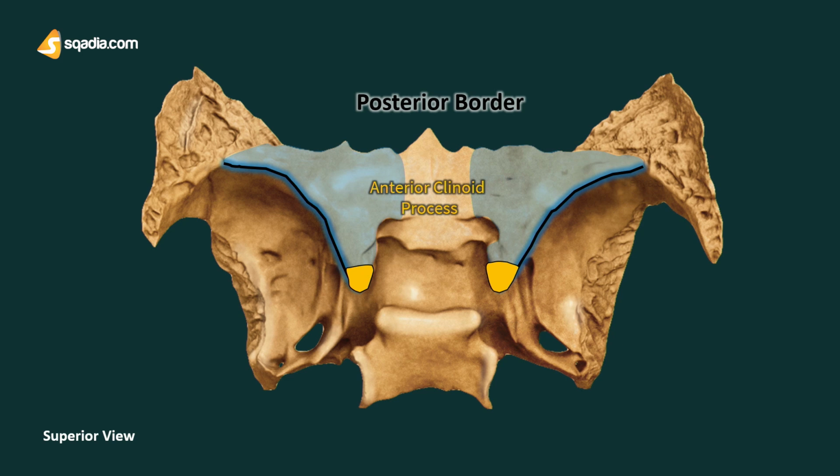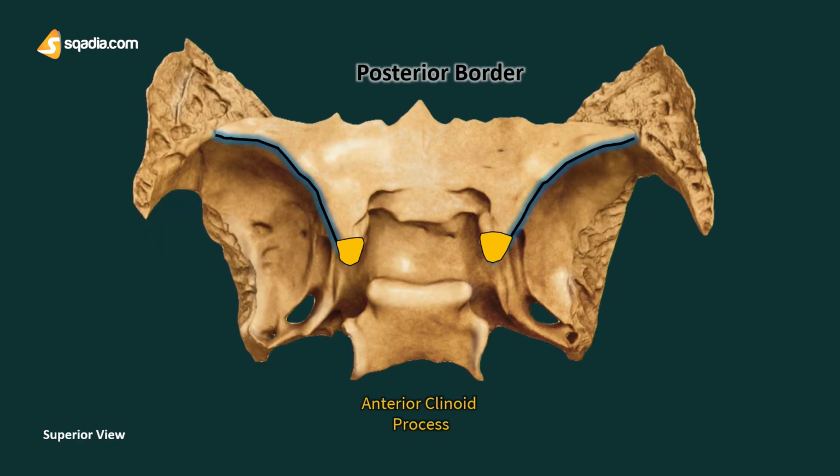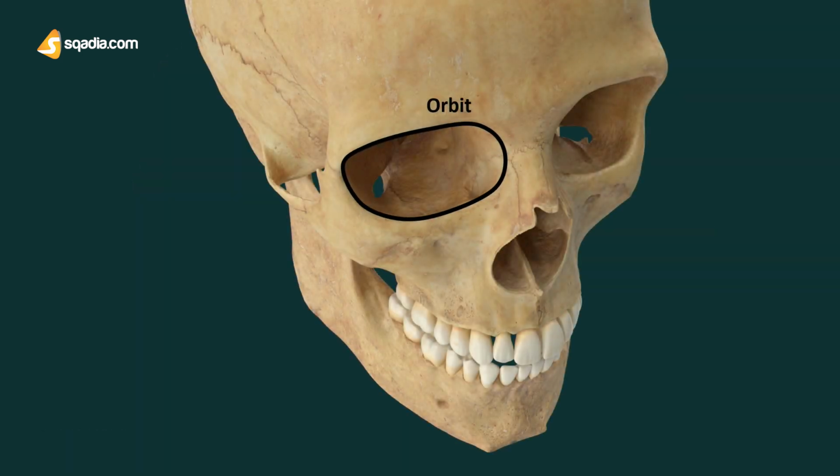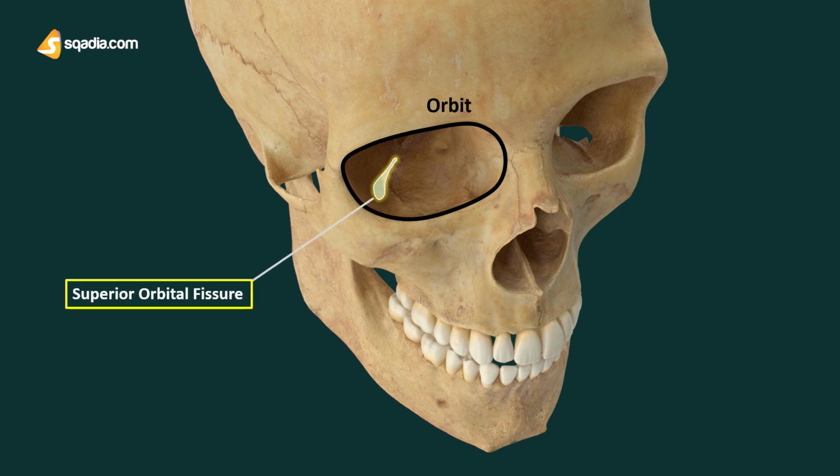Medially, the lesser wing is connected to the body of the sphenoid by anterior and posterior roots, which enclose the optic canal. Inferiorly, the posterior border forms the upper boundary of the superior orbital fissure.